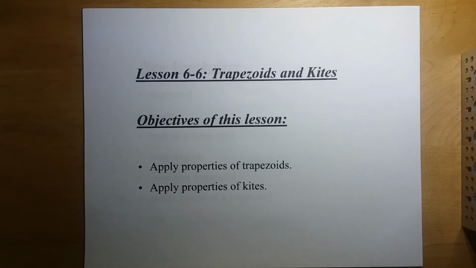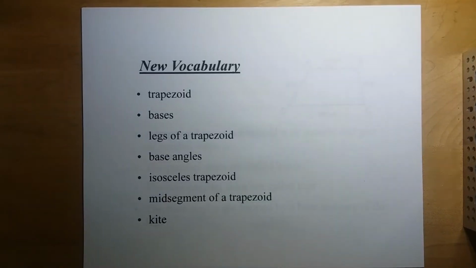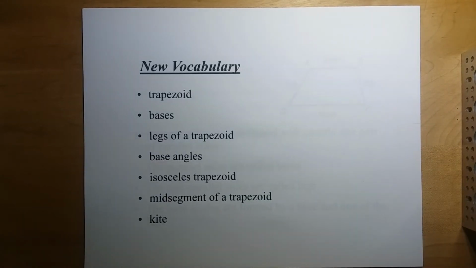We want to be able to recognize quadrilaterals. Up to this point, we've been studying parallelograms, and now we're going to look at two more kinds of quadrilaterals, trapezoids and kites. We want to be able to recognize them and apply the properties that we know about them to solve problems. We got some new vocabulary here.